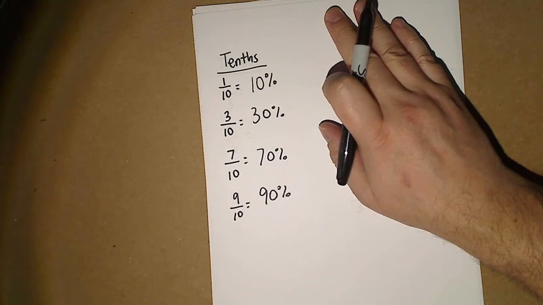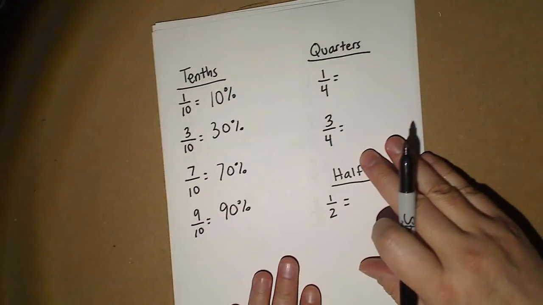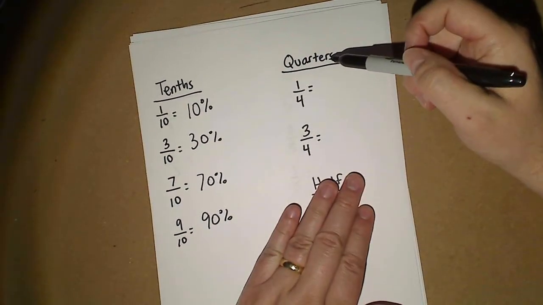Memorize these tenths, and really all the in-betweens we could figure those out too. 2/10 would be 20%. 5/10 would be 50%. Pretty simple conversions there. Another group I want to look at and focus in on is the quarters.